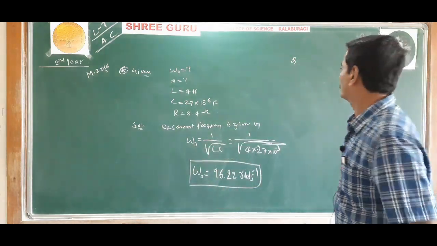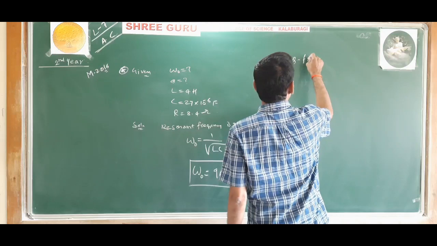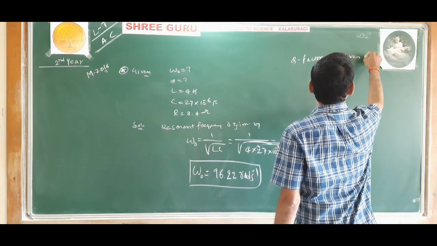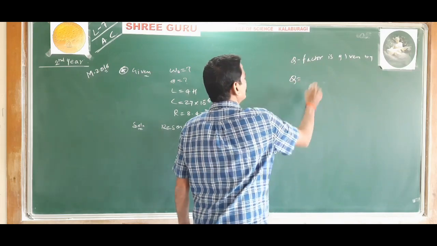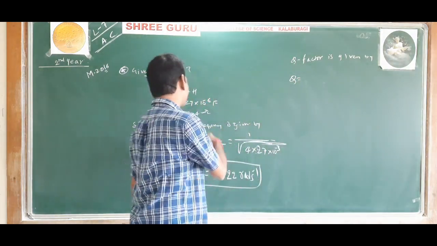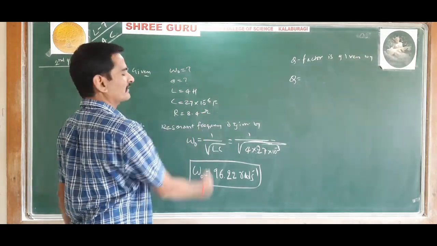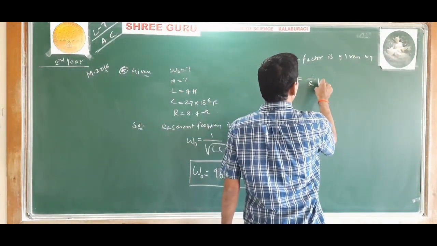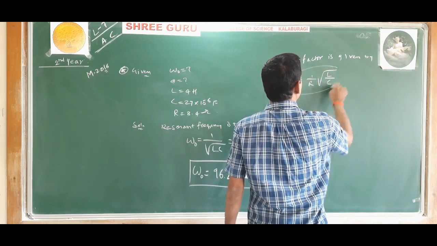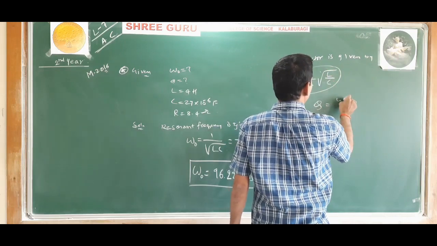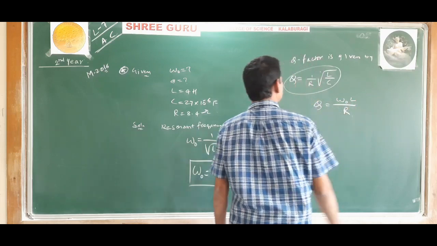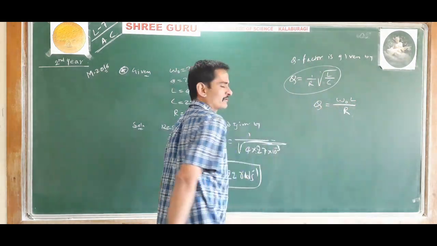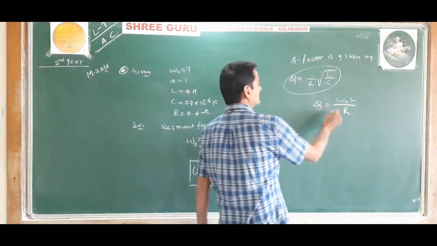Q factor, that is quality factor, is given by, there are plenty of formulas. So which formula you can use on the basis of given data, that you have to use. So it is Q is equal to 1 by R under root L by C. You can use this one, or you can use Q is equal to omega naught L by R. For the calculation, this seems to be the easier one. So that's why use this one, it will be better.